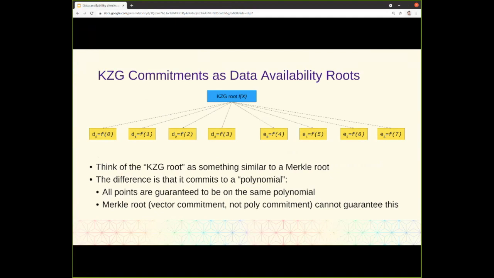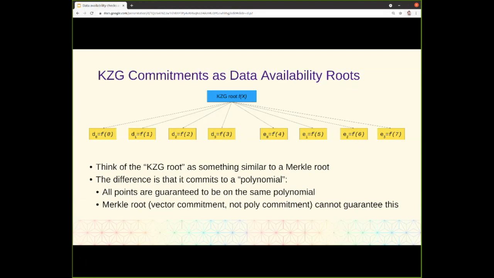Basically, this solves the problem of what we do if the block producer tries to commit to an invalid extension. What we're going to do is give the polynomial commitment to f of x, the actual polynomial, and then we say that data block 0 is f of 0, data block 1 is f of 1, and so on. And the extensions are just further evaluations of the polynomial. So E0 is f of 4, E1 is f of 5, and so on.